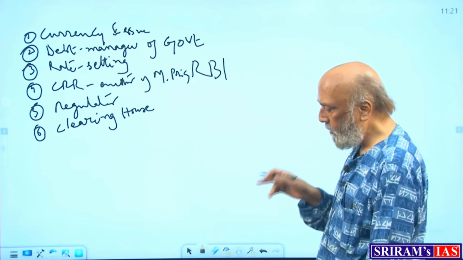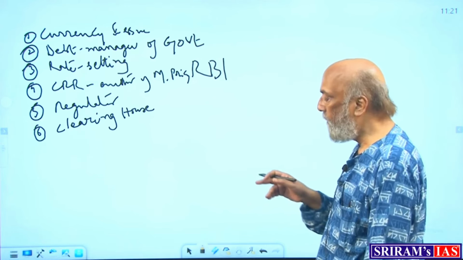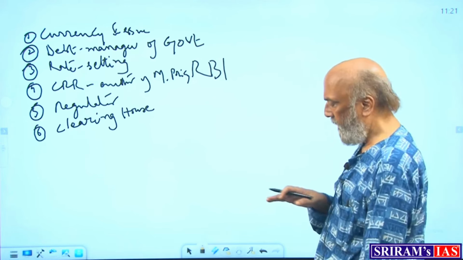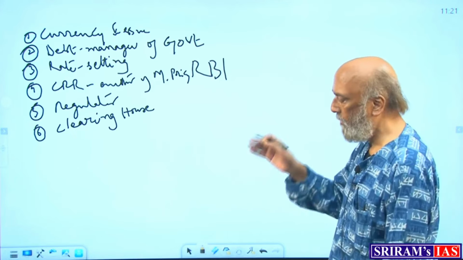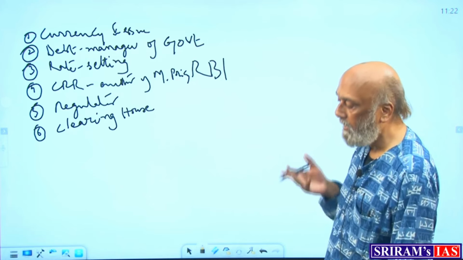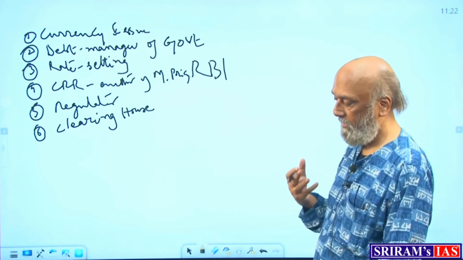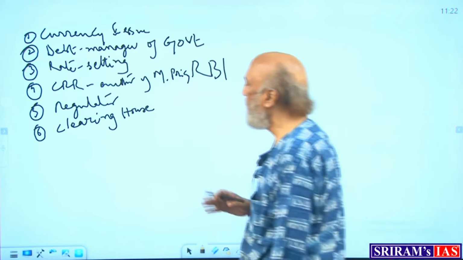100 rupees from A to B have to go, 25 from B to A have to go. I'll net it out and I will see 75 goes from A to B. That is the function of clearing house, settlement, netting. So that is settlement, clearing house.